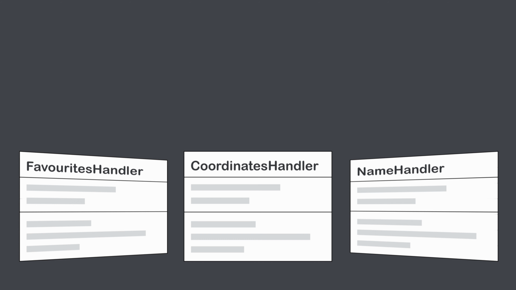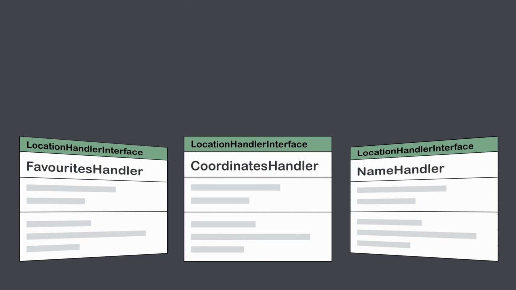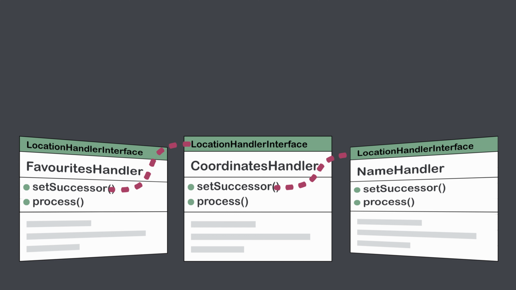All these handlers implement the same interface, which has methods setSuccessor and process. SetSuccessor is called in order to create a chain. Process method is called to execute the processing request. Each handler checks the incoming request and decides to process it or not.